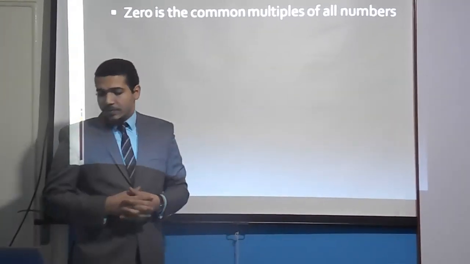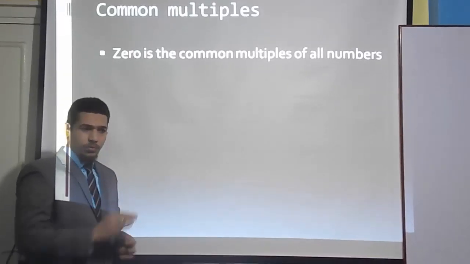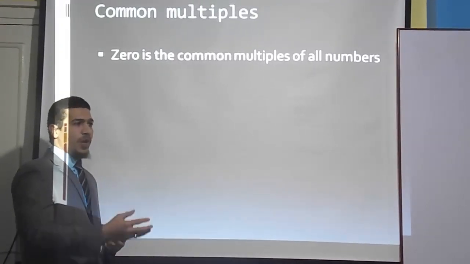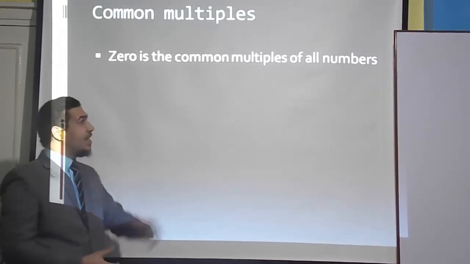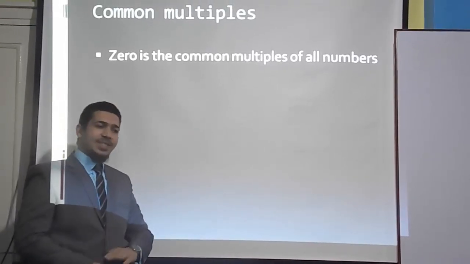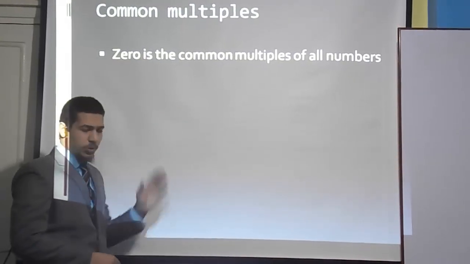For common multiples, we can see that 4 repeated no times equals 0. 1 repeated no times equals 0. 4, 5, 8, any number repeated no times equals 0. This means 0 is a common multiple of all numbers. 0 exists in the multiples of all numbers.